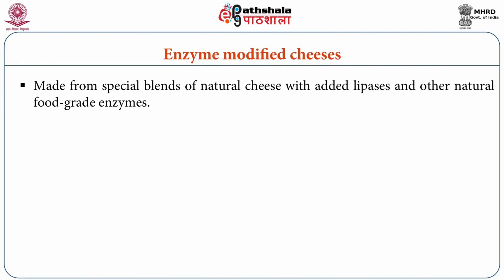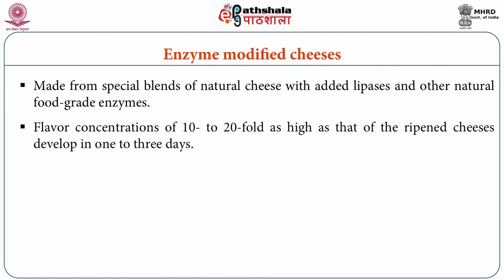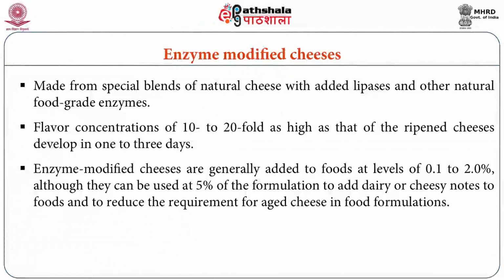It is made from special blends of natural cheeses with added lipases and other natural food grade enzymes. Flavor concentration of 10 to 20 fold as high as that of the ripened cheeses gets developed in 1 to 3 days. Enzyme modified cheeses are generally added to foods at the level of only 0.1 to a maximum of 2%, although they can be used at the level of 5% of the formulation to add dairy or cheesy notes to foods and also to reduce the requirement for aged cheese in many food formulations.